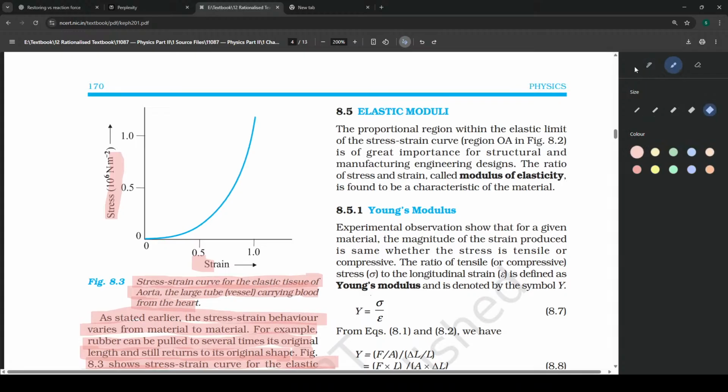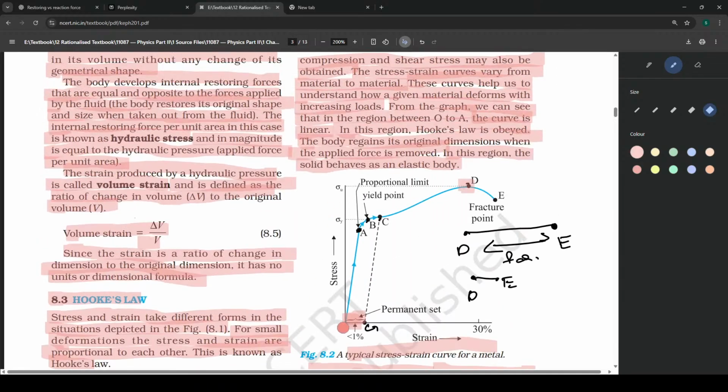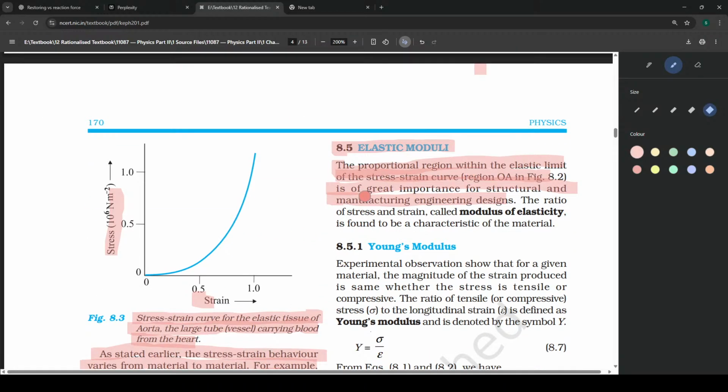Let's see the elastic modulus as well. The next main topic is elastic modulus, or elastic moduli. We saw that stress is directly proportional to strain, stress equals k times strain, and k is the elastic modulus. Now let's see more details of this proportionality constant. The proportional region within the elastic limit of the stress strain curve, that is region OA in figure 8.2, is of great importance for structural and manufacturing engineering designs.